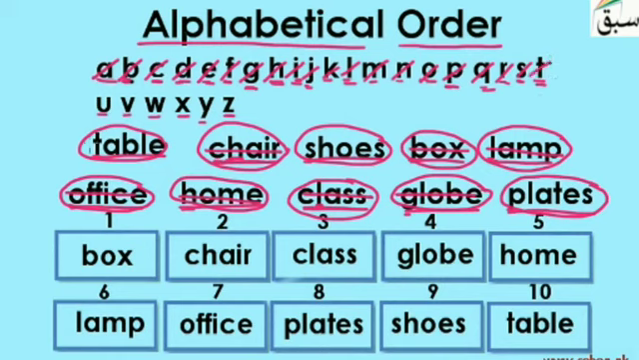Now there were 10 words and we have written all 10 words in these 10 boxes according to the letters of the alphabet. So children, this is known as alphabetical order. We have to arrange the words according to the alphabetical order. I hope you all have understood and you have to practice it again and again.